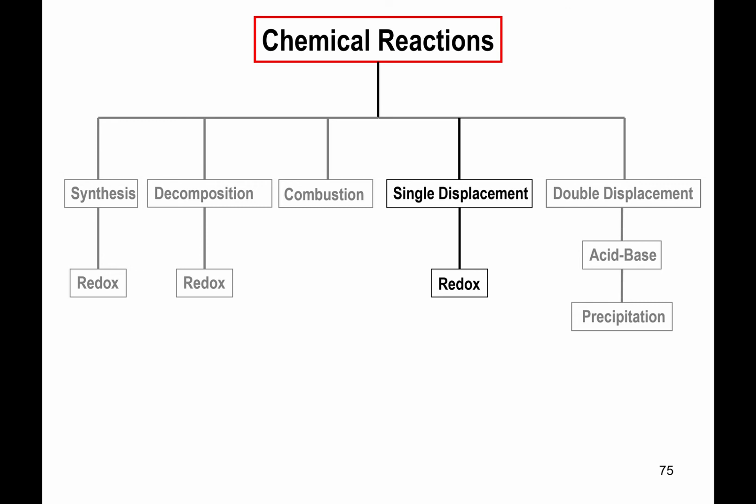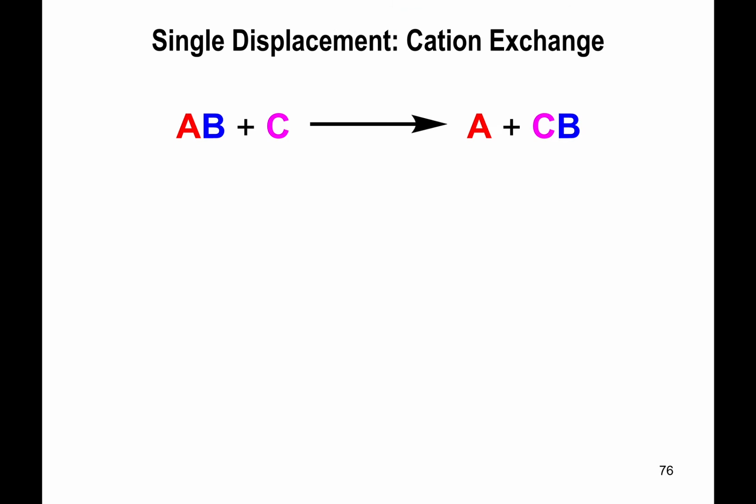Single displacement reactions. What characterizes this type of reaction is the fact that you start with an ionic substance and you combine it with an element in its most elemental form. What ends up happening is that one of the components of the ionic salt exchanges with the element.